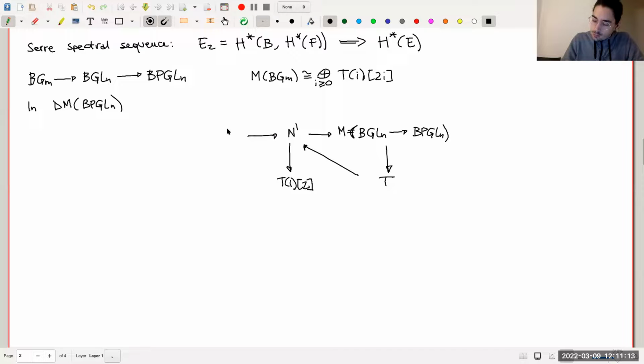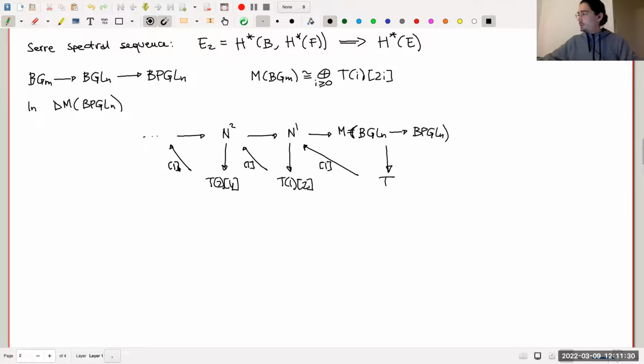T12, and it goes to 2. T24, etc., etc. Okay, these are distinguished. And this induces the spectral sequence I've said before.